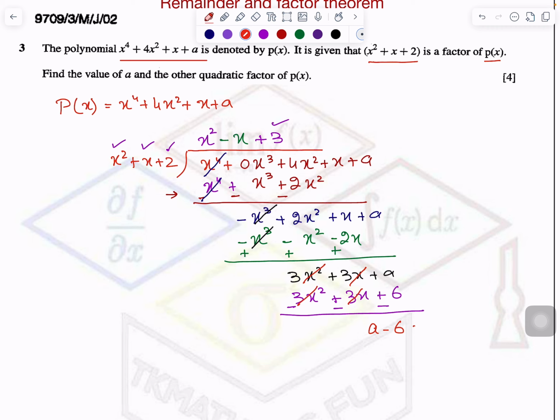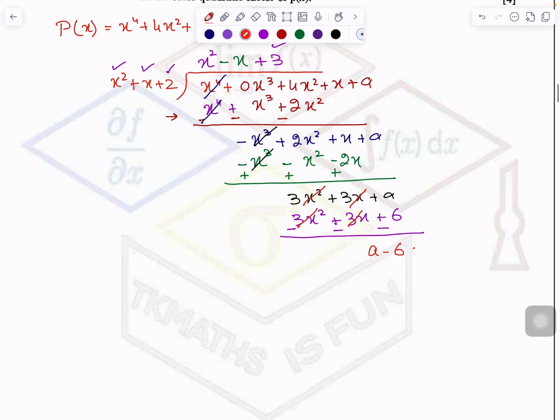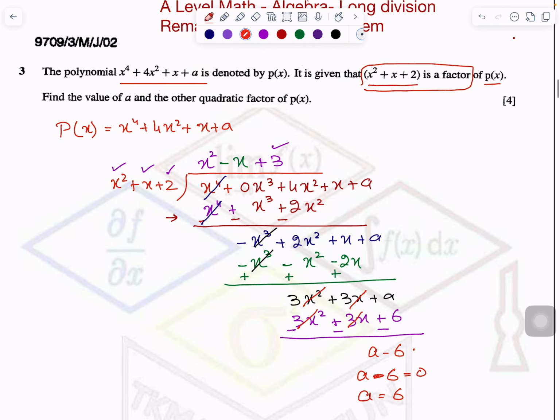What is the reason? Because the question said very clearly in the beginning that x square plus x plus 2 is a factor. And if this is a factor, then definitely the remainder should be 0. Right now it is unknown, that's why we are not getting 0 straight away. So we will solve it by putting it equal to 0. Let me write here: a minus 6 equals 0. So a equals 6. This is how you will get the value of a.